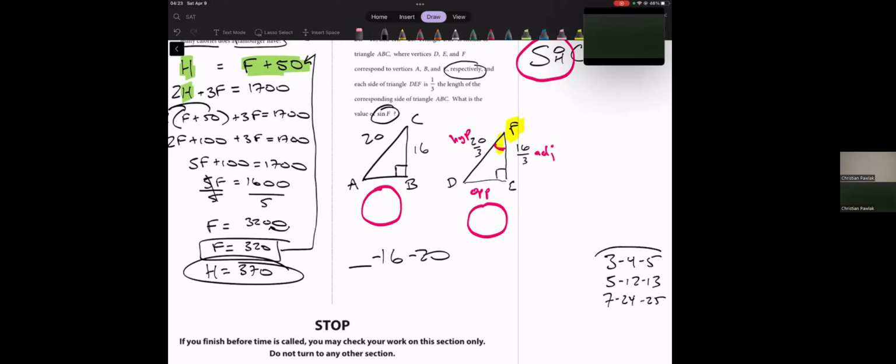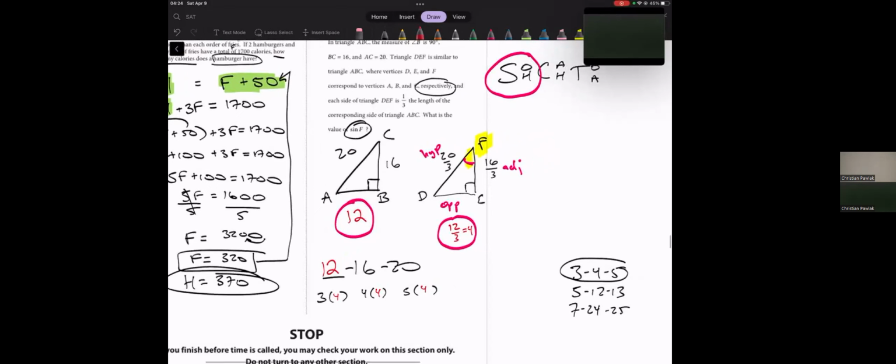Well, if I look at this one, I like the 3, 4, 5. Why? 3 times something, 4 times something, 5 times something. What can I multiply 4 and 5 by to get 16 and 20? I can multiply both of those by 4. And if I do that, I know that this is 12. So if this is 12, because of my 3, 4, 5 triangle, then this is 12/3, aka 4. Okay, but we're going to leave it as 12/3 because you'll realize why it's nicer that way.